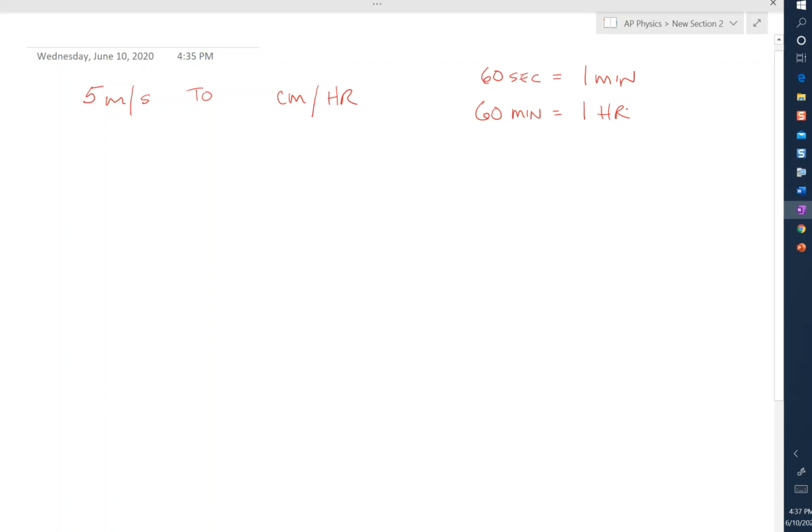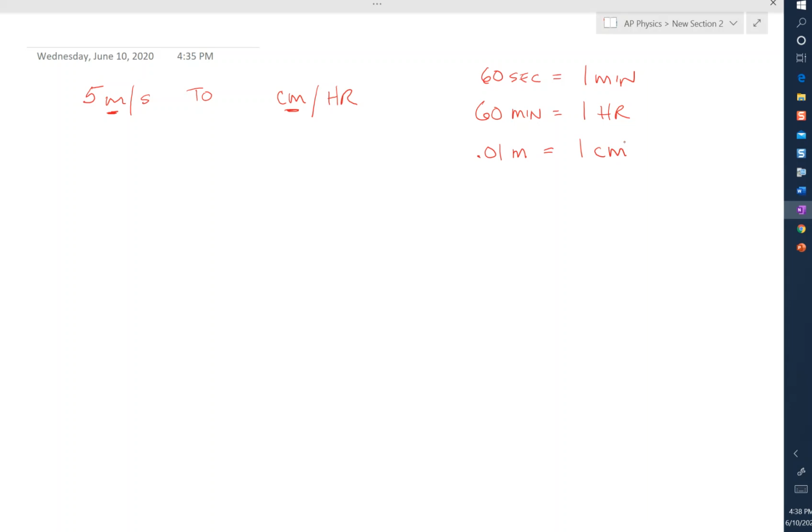And now I'm seeing that I have to go from meters to centimeters. So I go get my conversion table, which you can look up on Google, or it might be on the slide here. And if I look at centimeters to meters, here's what I get. 0.01 meters equals 1 centimeter. So now I have everything to do this conversion.